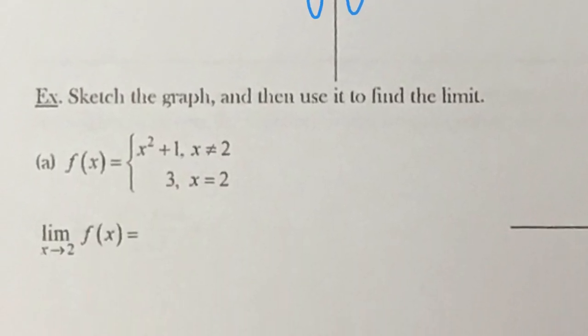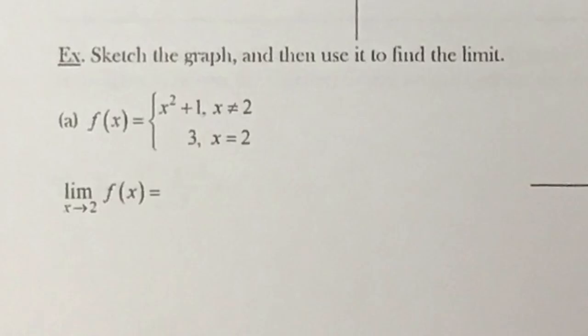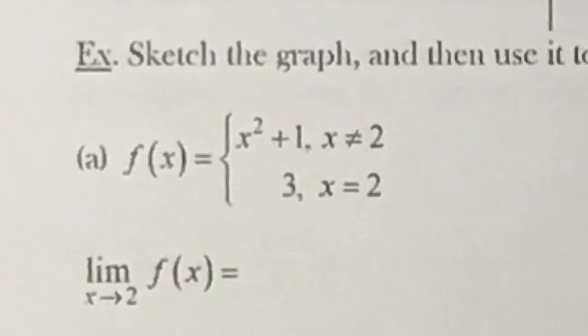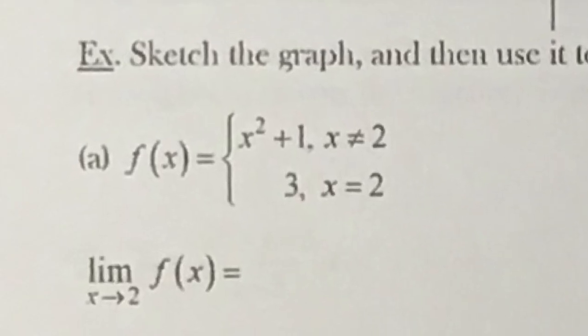Okay, so let's see about this one. This one is a piecewise function. So we have two things that we're going to graph. The first one is x squared plus 1 as long as x does not equal 2. So every other number in the world except for 2, we're going to graph the x squared plus 1 graph. This is your standard parabola that has been moved 1 unit up from your origin.